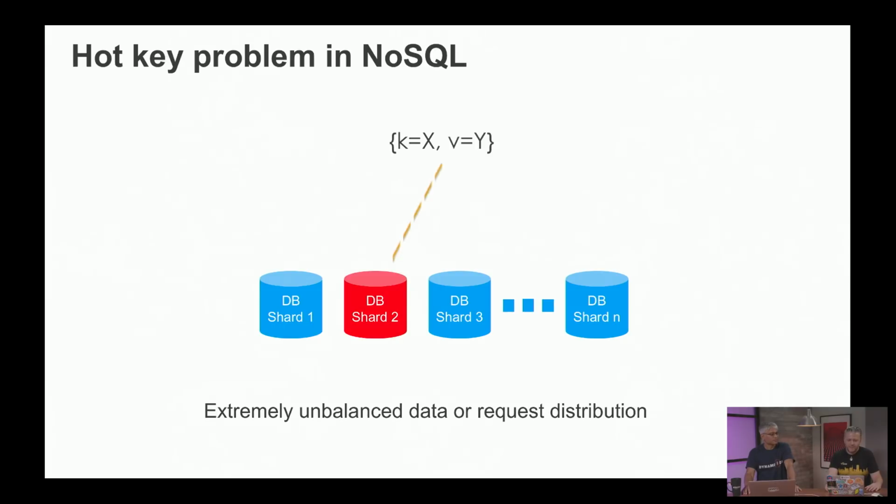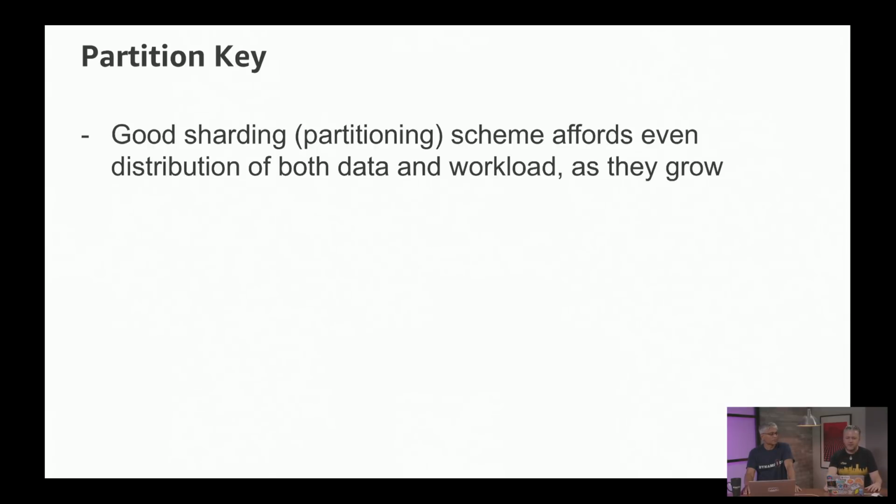Cool. So the problem here, of course, is that the extremely unbalanced data or request distribution is what's preventing the ability to scale. So to sum up the basic ideas behind the partition key, we're always looking for a partition key that affords even distribution of data and workload as they might grow.